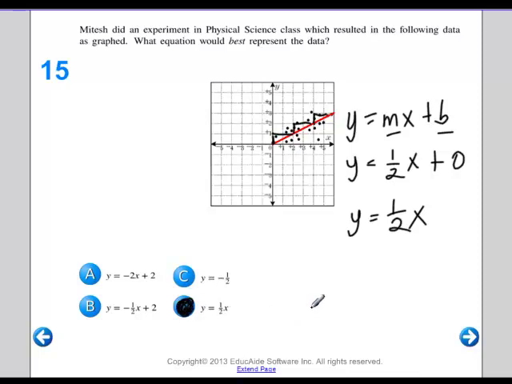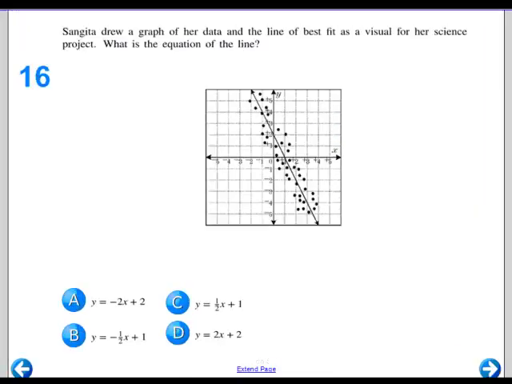So remember, that's the whole purpose of creating a graph, and in this case a scatter plot with a line of best fit: to write an equation for it, so we can do it mathematically. 16, Sangeeta drew a graph of her data and the line of best fit as a visual for her science project. What is the equation of the line? Well, the first thing I notice is that I have a negative correlation, up and to the left.